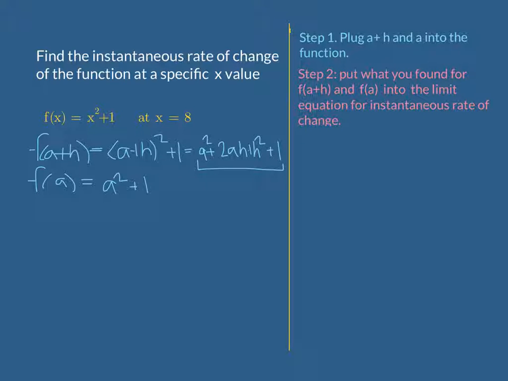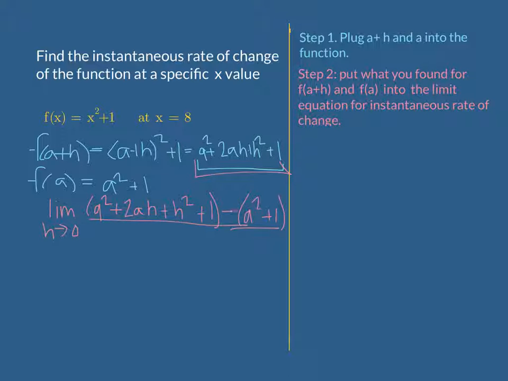Step 2 is to put what you found for f of a plus h and f of a into the equation for instantaneous rate of change. So we have here the limit as h approaches 0 of f of a plus h, which is this right here, so all of that, a squared plus 2ah plus h squared plus 1, so there's f of a plus h. And then the next part of the formula is minus f of a, which is just a squared plus 1.